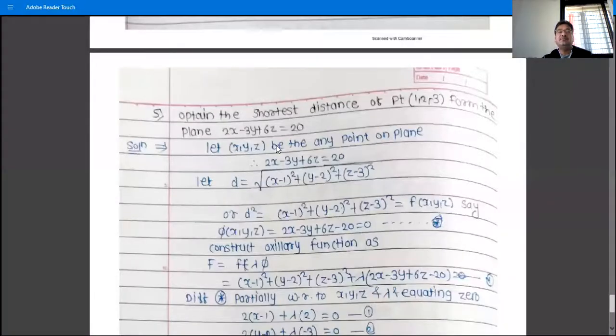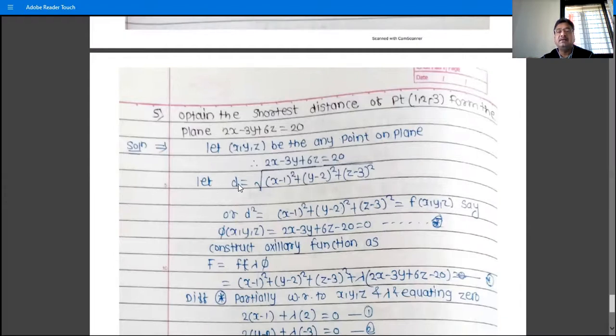Next problem is to obtain the shortest distance of the point 1, 2, minus 3 from the plane 2x minus 3y plus 6z is equal to 20. Let x, y, z be any point on this plane. Therefore, 2x minus 3y plus 6z is equal to 20. That is, this point satisfies the equation because it lies on the plane.